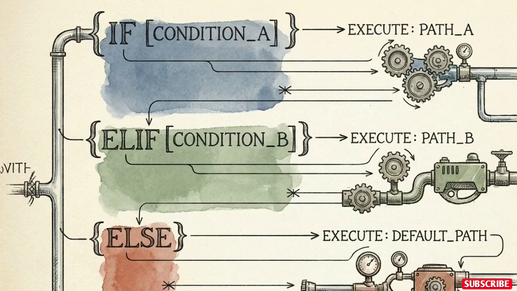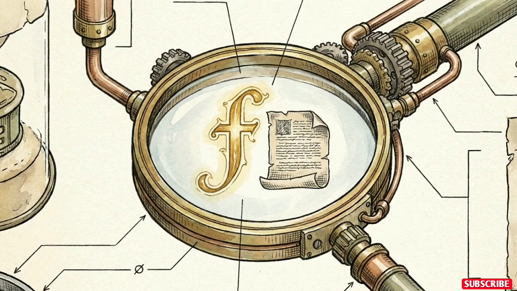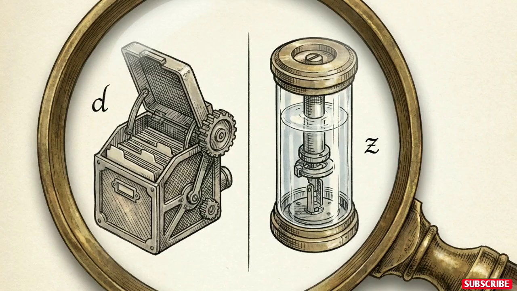Scripts use these variables to drive conditional logic, relying on standard if, elif, else blocks, and case statements to route execution paths. Inside those conditions, you evaluate data using test operators. -f verifies a regular file, -d confirms a directory, and -z checks if a string is completely empty.